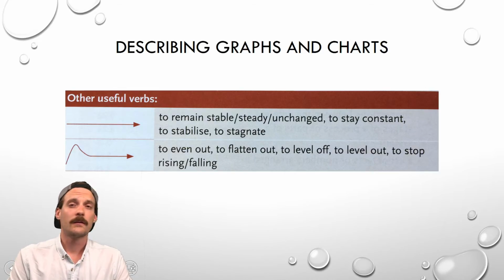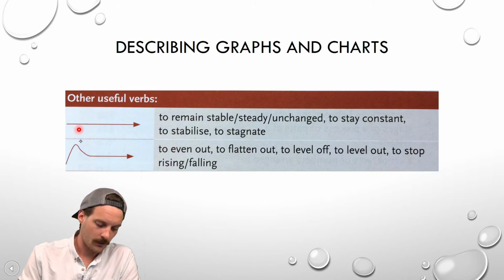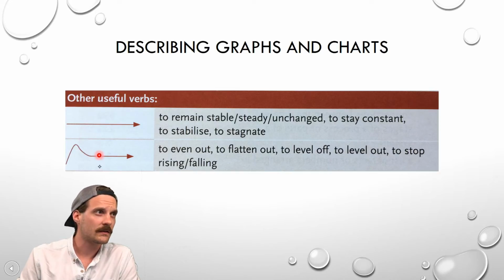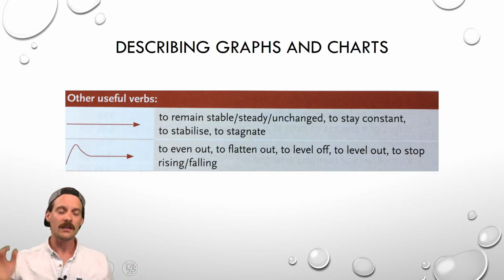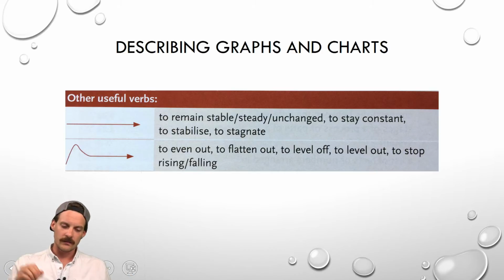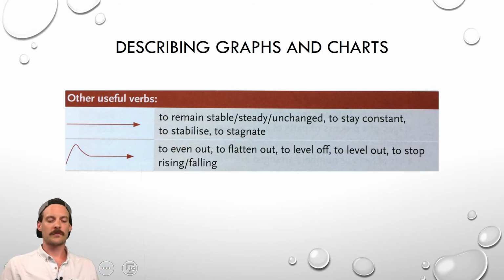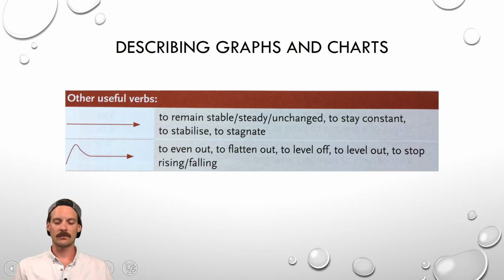Or if something beforehand increased and then decreased, and then started to stagnate, we call it the line evens out, flattens out, to level off. We already had that. To level out, to stop rising or stop falling.